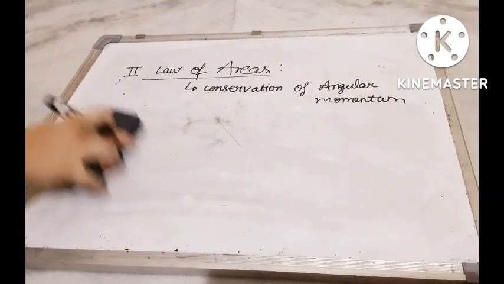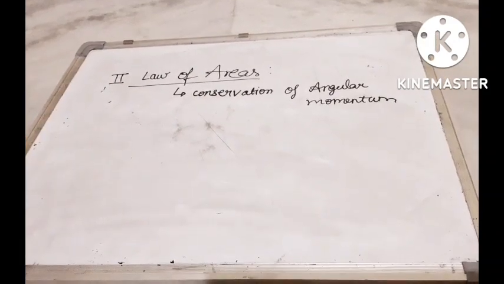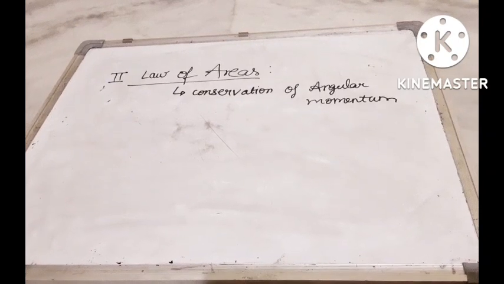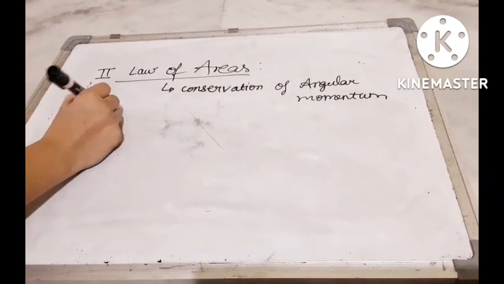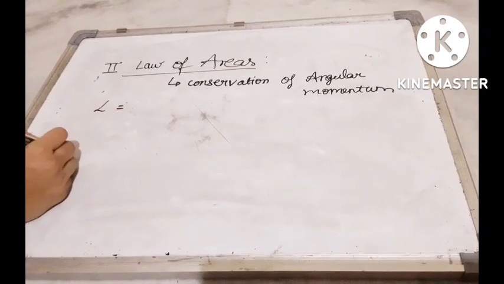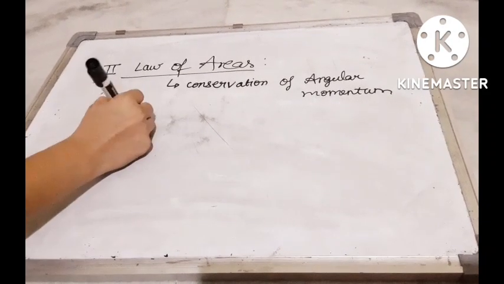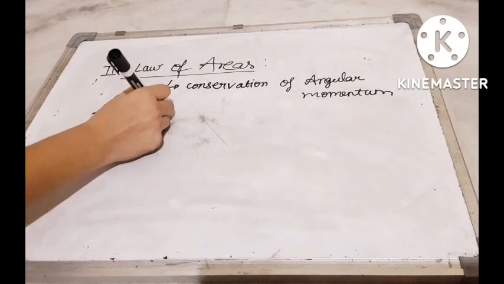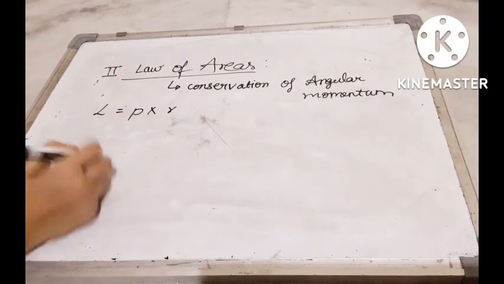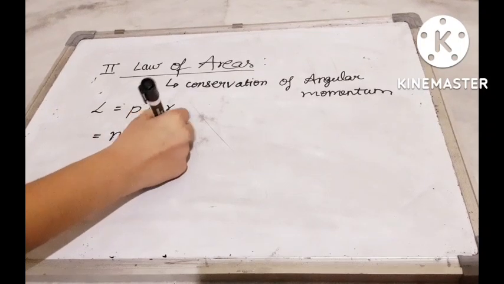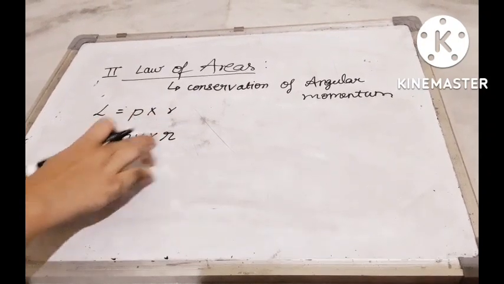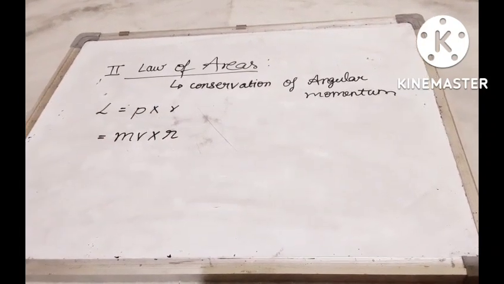As we are saying that the same area is covered in the same time, that means nothing but angular momentum is conserved. The angular momentum is not changing. What is angular momentum? Angular momentum, which we denote by L, is nothing but the product of momentum into the perpendicular distance. So momentum is mass into velocity, into r. Mass into velocity into r is angular momentum.